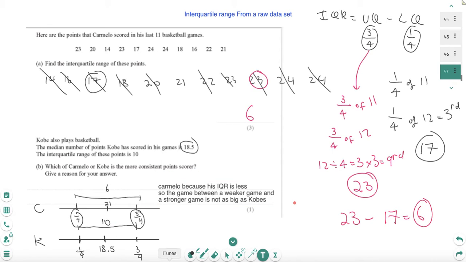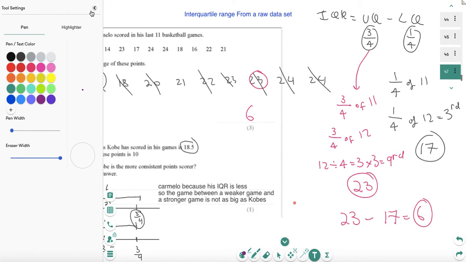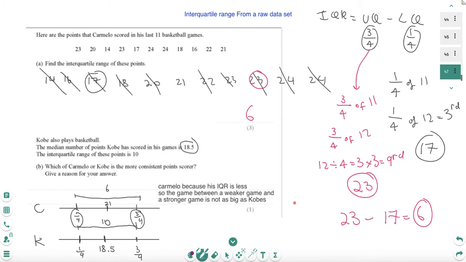All right? Because what was Carmelo's lower quartile? Carmelo's lower quartile was 17. So in a weak game, he scored 17, and in a strong game, he scored 23. That's pretty good. Quite a small difference between a weak game and a strong game. Whereas for Kobe, his interquartile range is 10. So we don't know what his lower quartile and upper quartile is. So let's just say it's maybe 10 and 20. So a weak game, he scored 10 points. For a strong game, he scored 20 points. That's quite a big difference. That's not very consistent. Whereas Carmelo is much more consistent because his interquartile range is less.